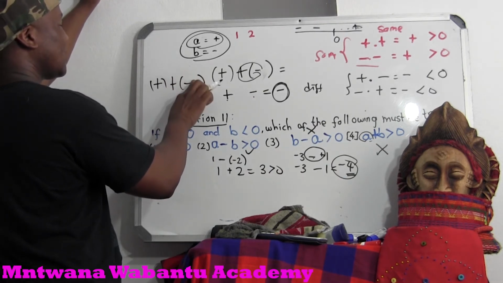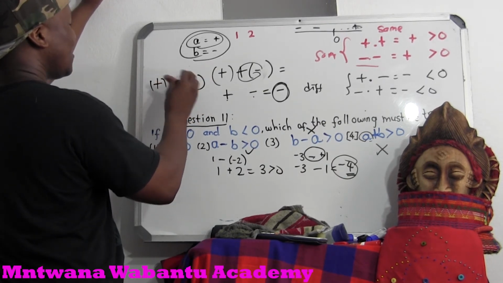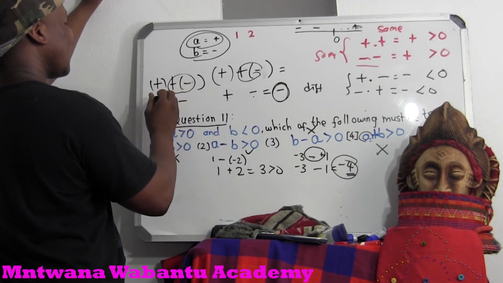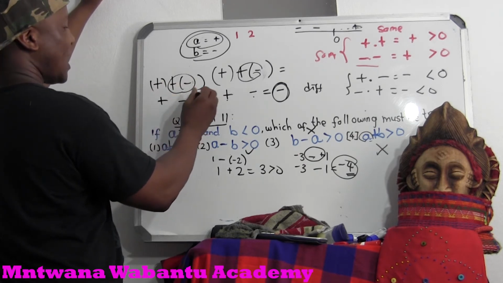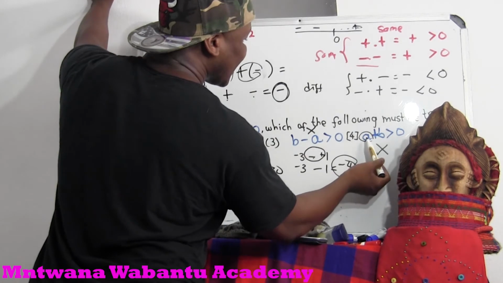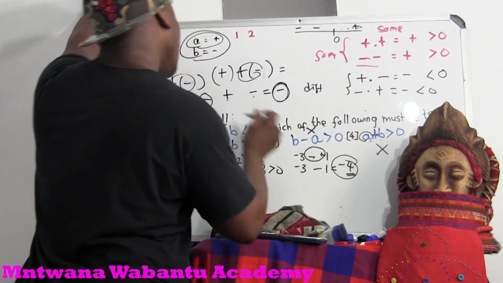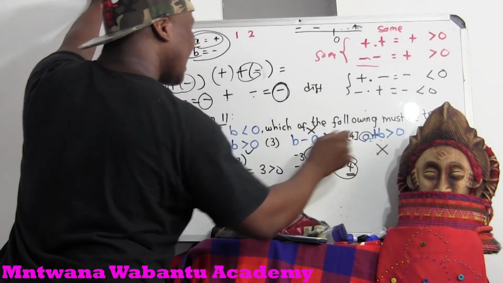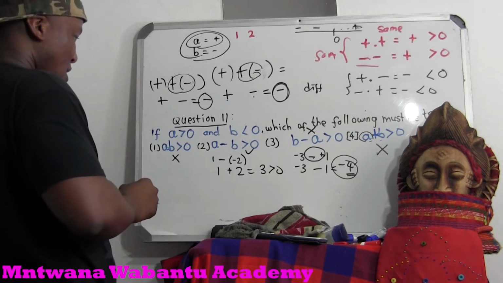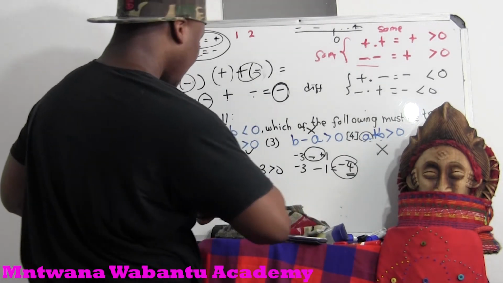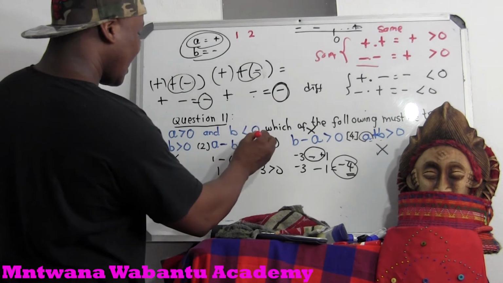So the signs are different. Different signs are going to give a negative. Negative and positive is going to be negative. So it's not true that a plus b is greater than 0. It's true that a plus b should be less than 0. You see what I'm saying? Yeah, so that's how you do this question. So our final answer, this is true.